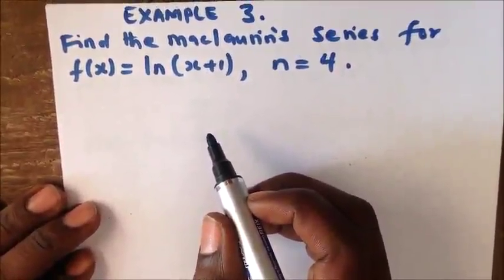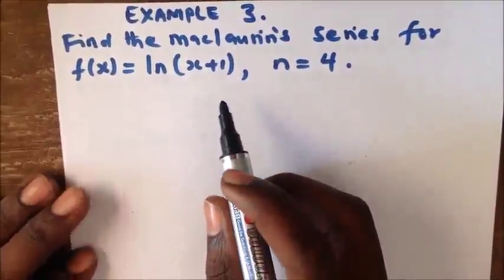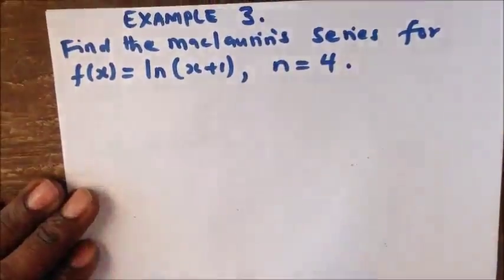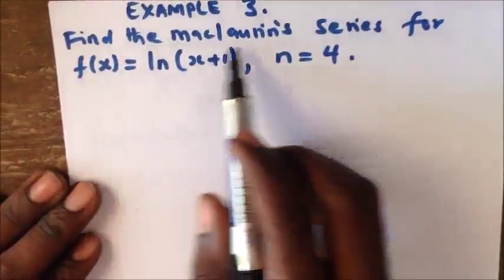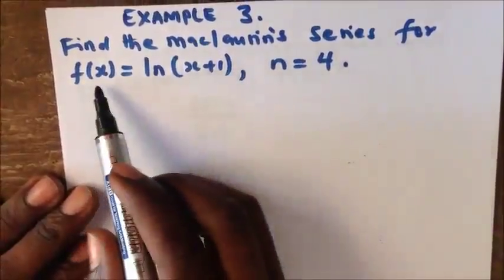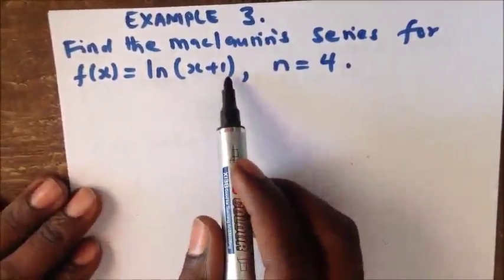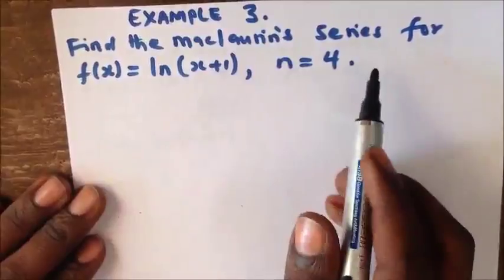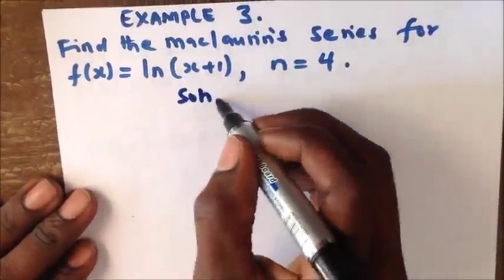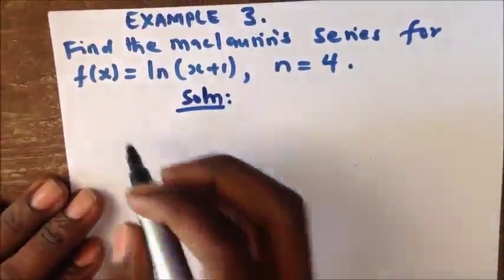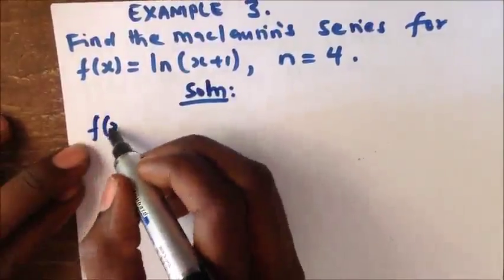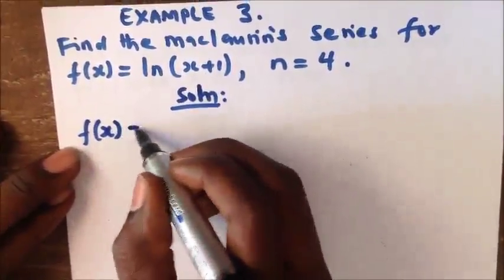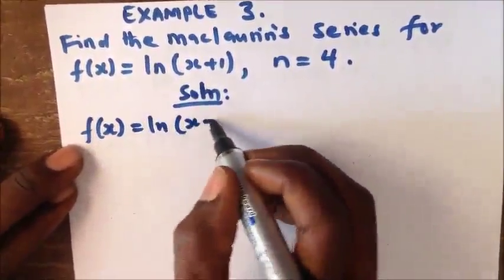We will be discussing Maclaurin series. Example 3 under Maclaurin series. We are asked to find the Maclaurin series for f of x is equal to ln(x + 1), where n is equal to 4. Solution. We are asked to find the Maclaurin series for f of x is equal to ln(x + 1).